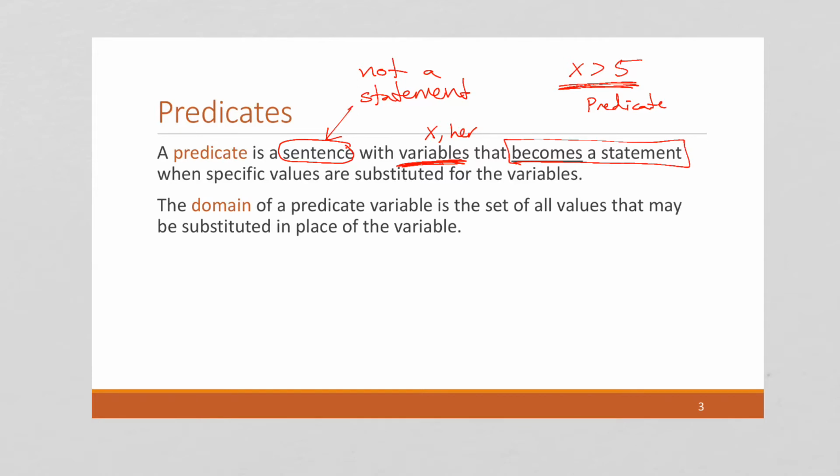Okay, so predicates are a lot like statements, except they have these variables in them. And it's very important that we talk about the domain and that we know what the domain for a certain predicate variable is. The domain is the set of all values that can be substituted into the variable. So just like in algebra, we can specify the domain of this predicate, and we're going to see what that means in a moment.